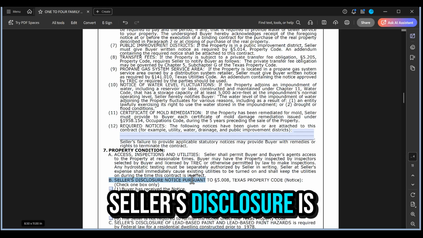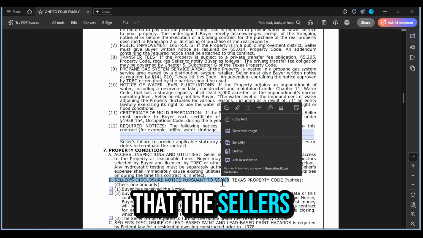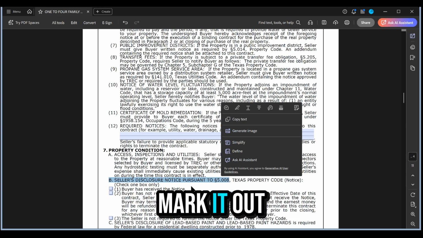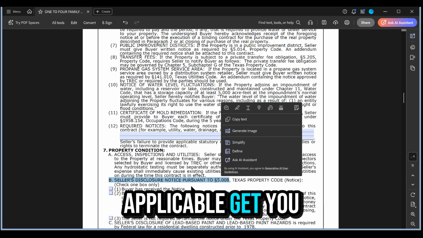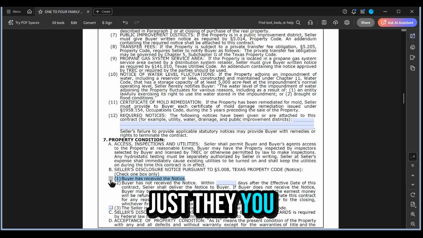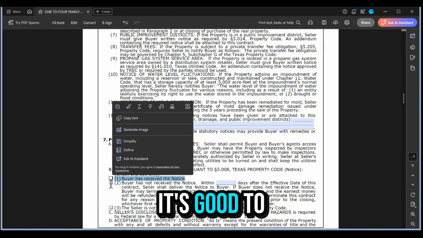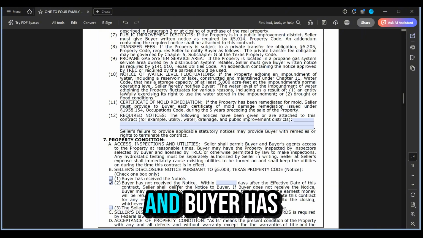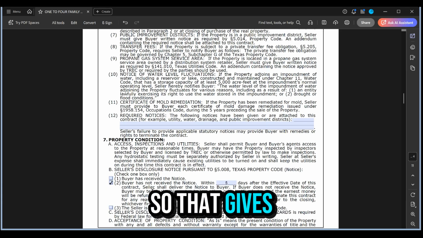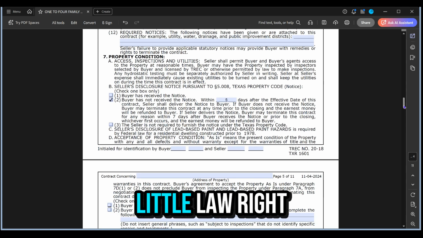Okay, so the seller's disclosure is another little form that the sellers, if they live there, must provide for you. Although they can just mark it out and just say, hey, not applicable, get you an inspection. If you have received it, mark that. If not, it's good to put this one right here: buyer has not received the notice, and then within 5 days to get it. So that gives you an exit out of the contract based on that little law right there.